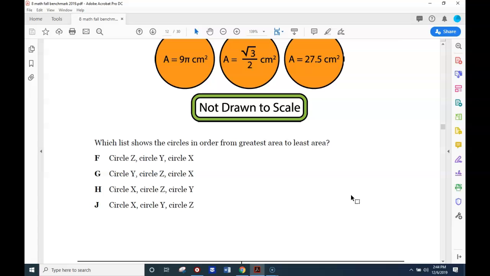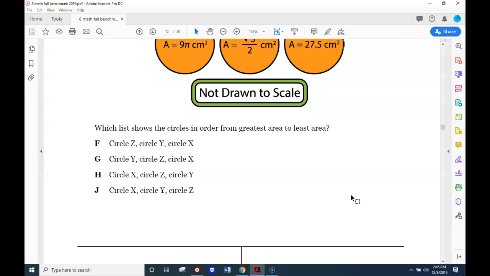F, Circle Z, Circle Y, Circle X. G, Circle Y, Circle Z, Circle X. H, Circle X, Circle Z, Circle Y. J, Circle X, Circle Y, Circle Z.